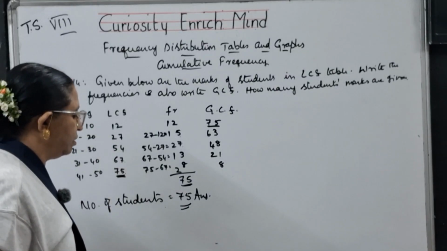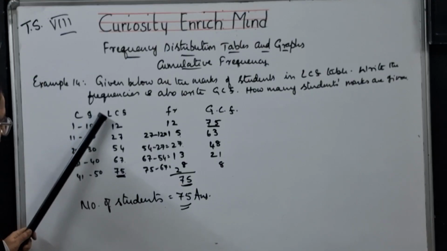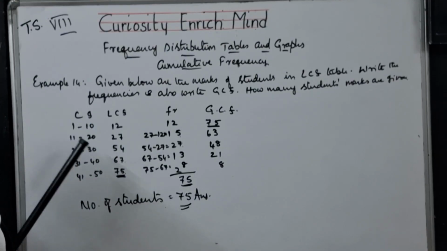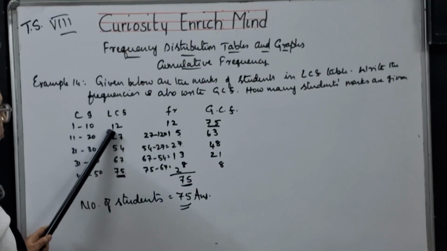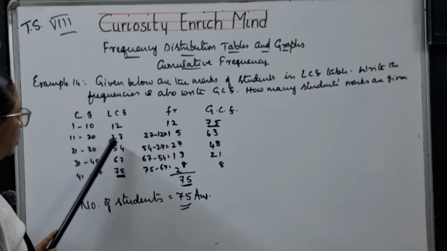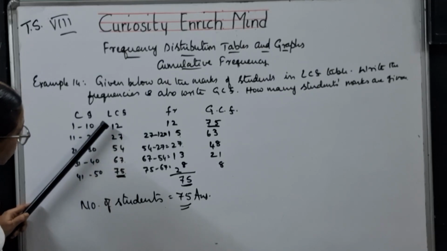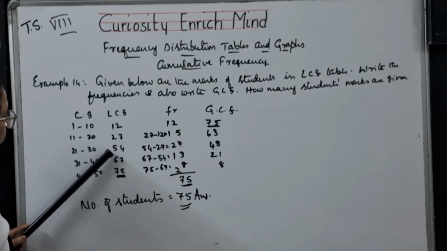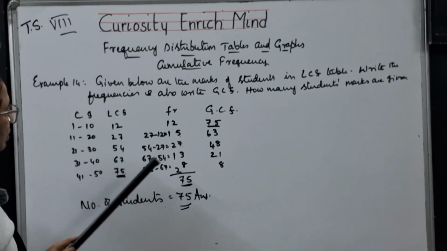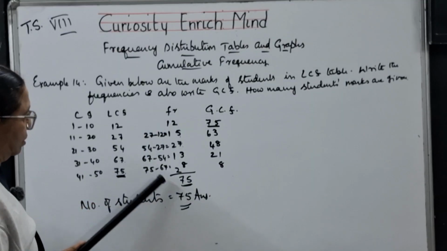So let us understand the problem once again. They have given class intervals. They have given less than cumulative frequencies. Now you need to find the frequency. How will you do it? First, the first value of the less than cumulative frequency you take as it is. After that, you take consecutive differences: 27 minus 12 gives the next one, 54 minus 27 is 27, 67 minus 54 is 13, and 75 minus 67 is 8. This is the frequency.